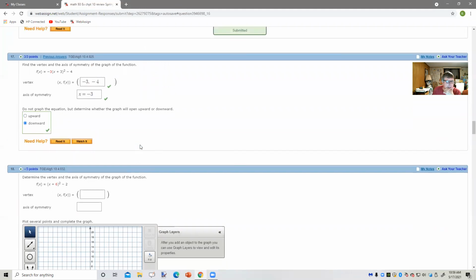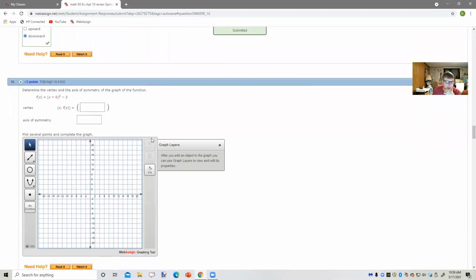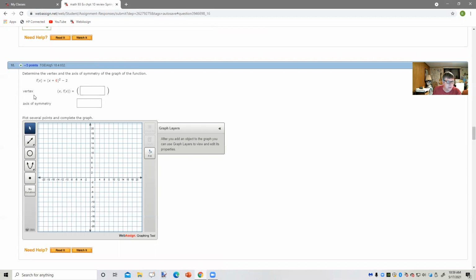All right, now let's get to graphing. To graph this, the vertex would be at what? The inverse of the inside, so -6, and the opposite of the outside, -2. The axis of symmetry is at x equals -6. Now, to graph a parabola in WebAssign, you've got to do it this way or you're going to get the wrong results.